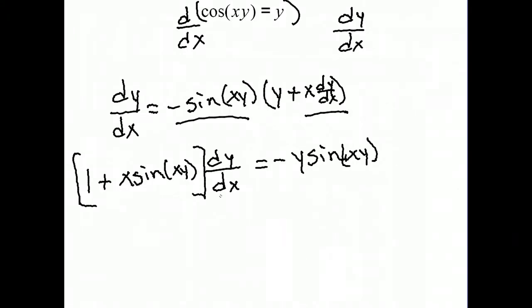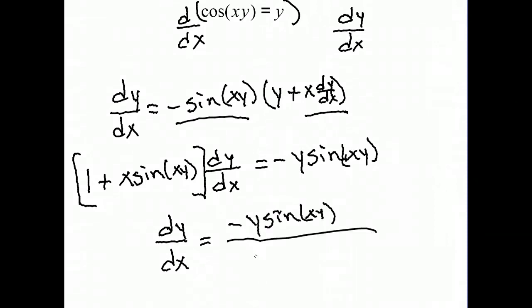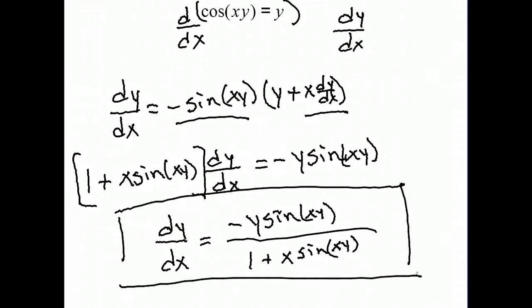And now we only have one more step to solve for dy dx. We want to divide by this whole quantity. So dy dx is equal to a negative y sine xy all over a 1 plus x sine xy. And that is our derivative. And notice this derivative is in terms of both x and y, but our function is in terms of both x and y, so that kind of makes sense. You know, if our function depends on what both x and y are, then our derivative is going to as well.